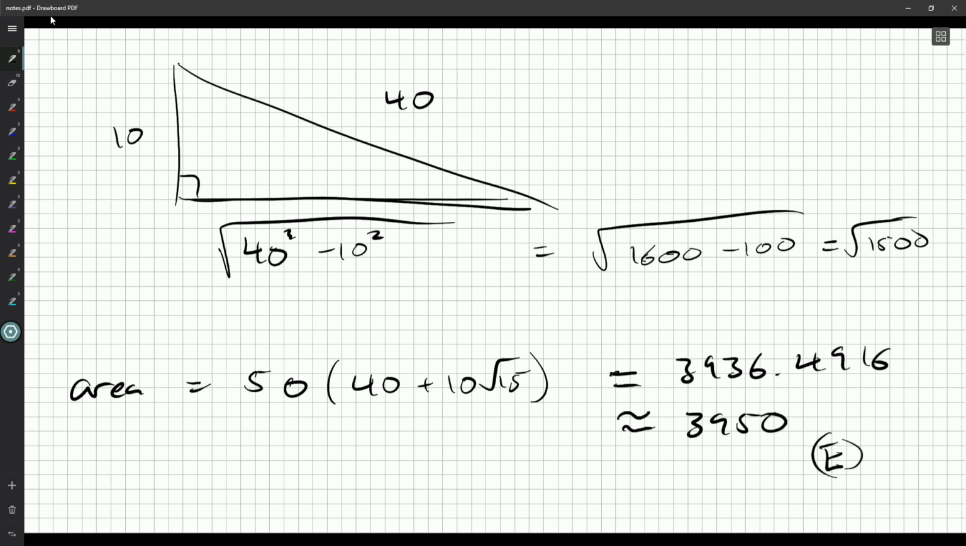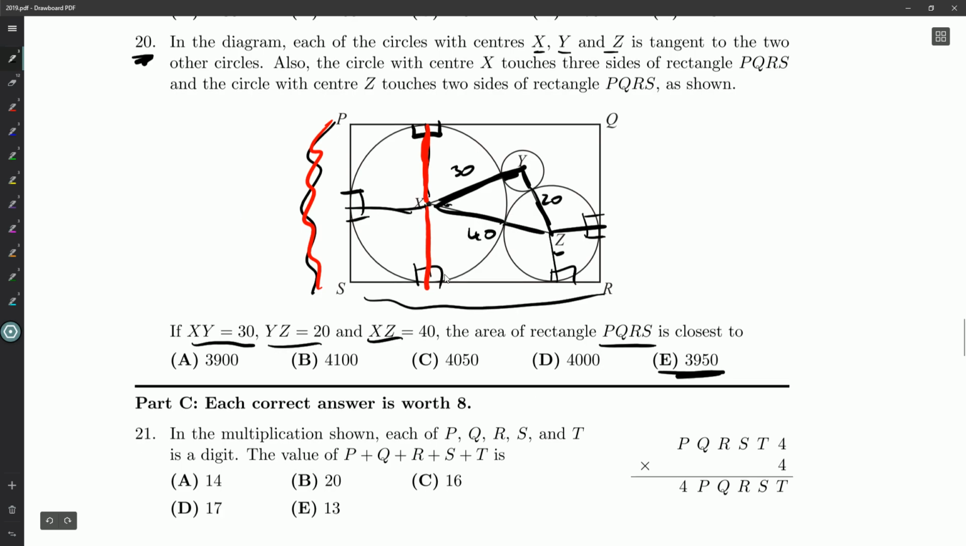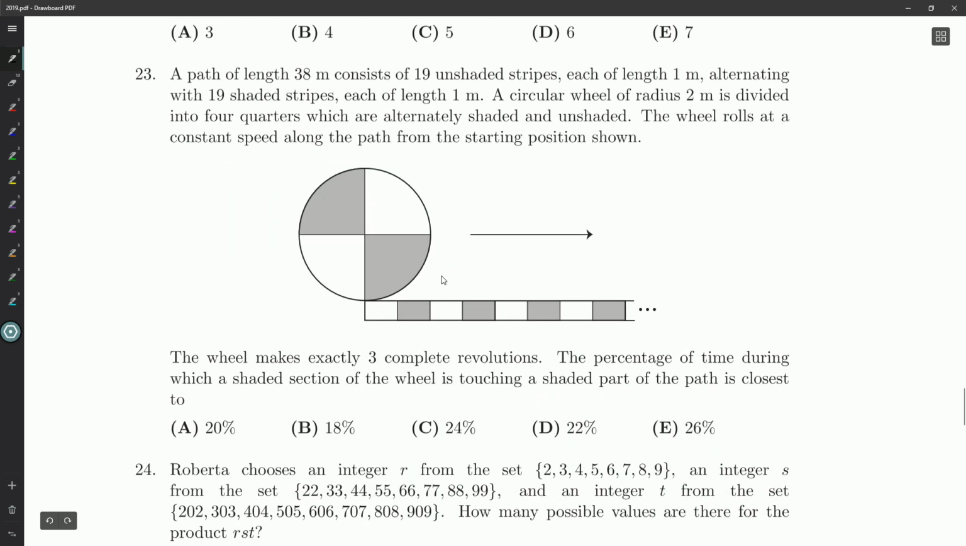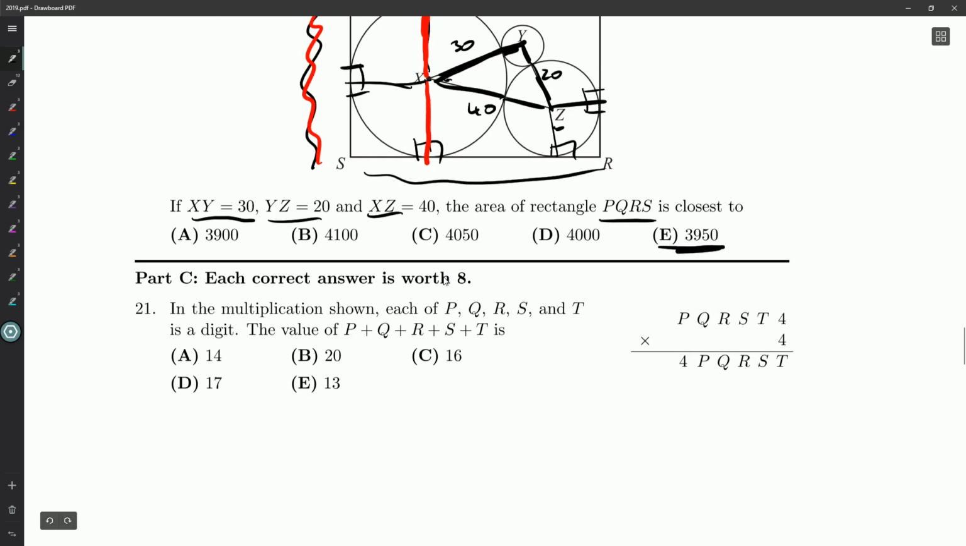We are done with the part B questions. Up next, we're going to be starting part C, where each question is now worth 8 marks. They're a little bit harder, these next 5 questions that'll close the paper off. If you haven't given them a try and you want to keep watching, I would encourage you to try those questions out before joining me for 21 in the next video.